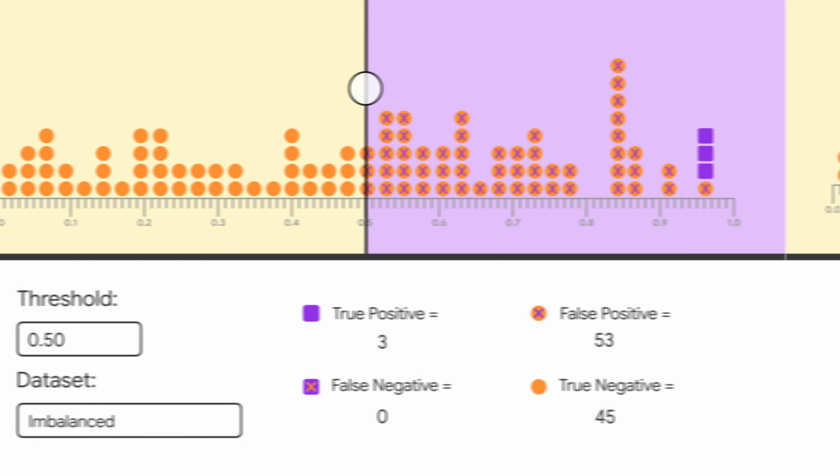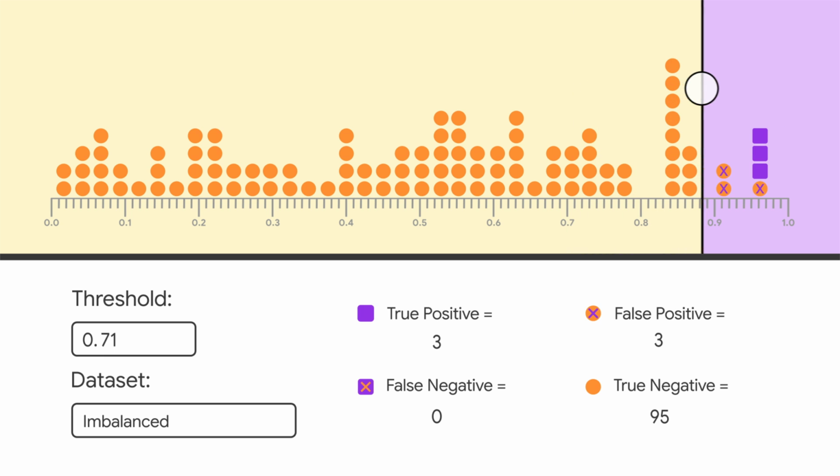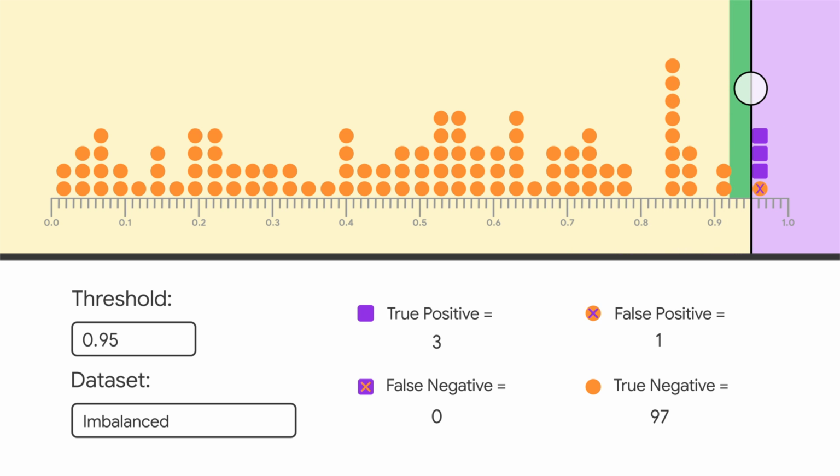Here is a highly imbalanced data set. What might be a good threshold value here? If you set anywhere between 0.92 and 0.95, that's a good choice.